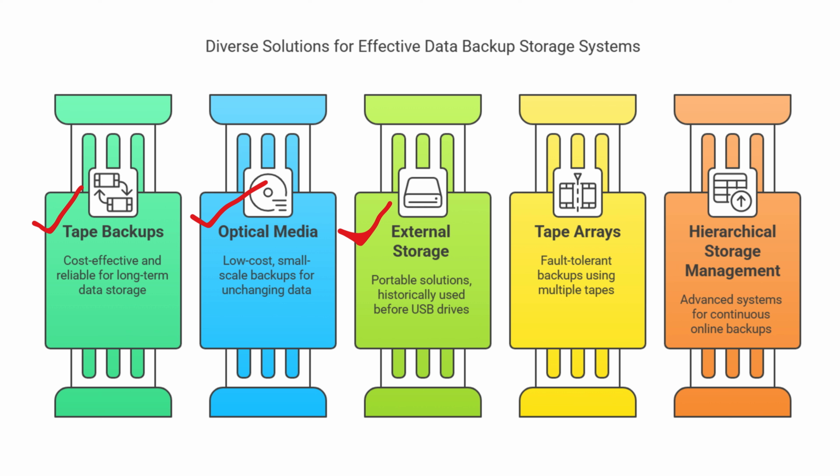External storage: Zip drives, Jaz drives, and removable disks. Before USB drives became mainstream, businesses used Zip and Jaz drives for portable backups. Zip drives held 100 megabytes to 750 megabytes of data, widely used for personal backups. Jaz drives held up to 2 gigabytes and were used for high-performance applications. Today, these formats have been replaced by USB drives, external hard drives, and cloud storage solutions.